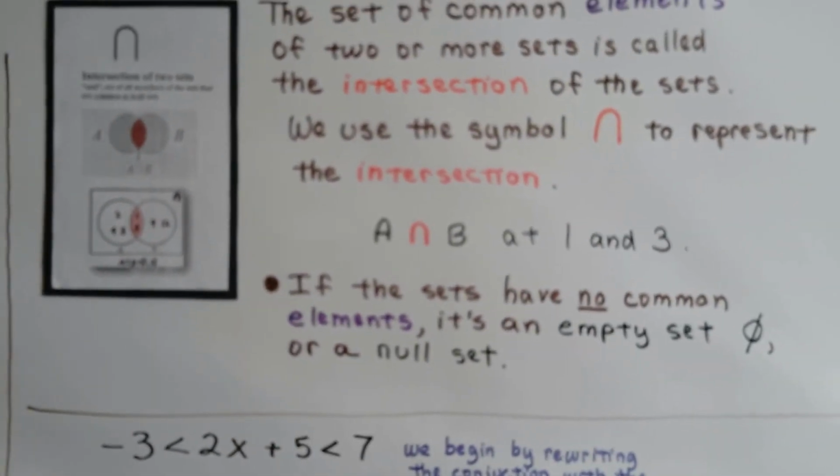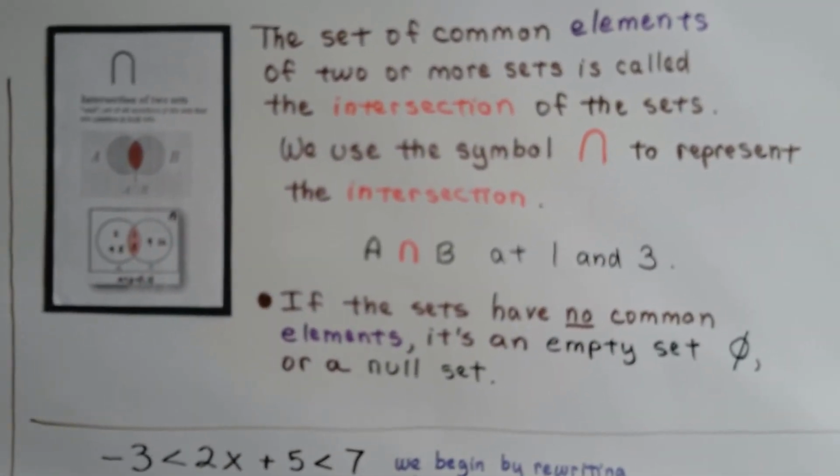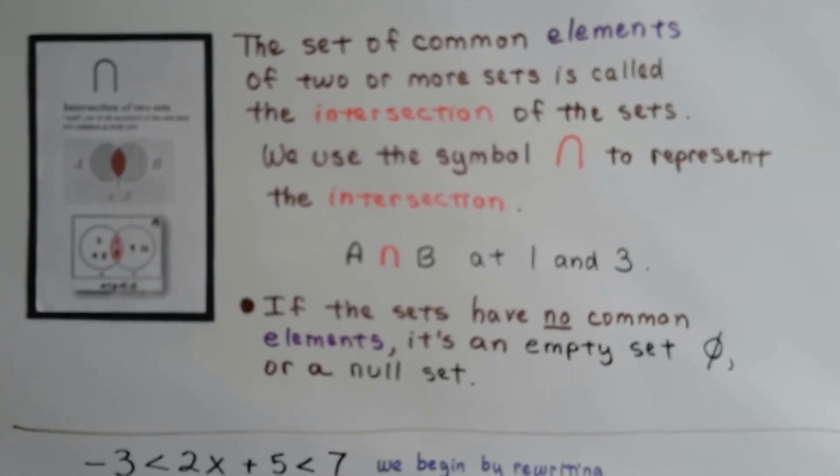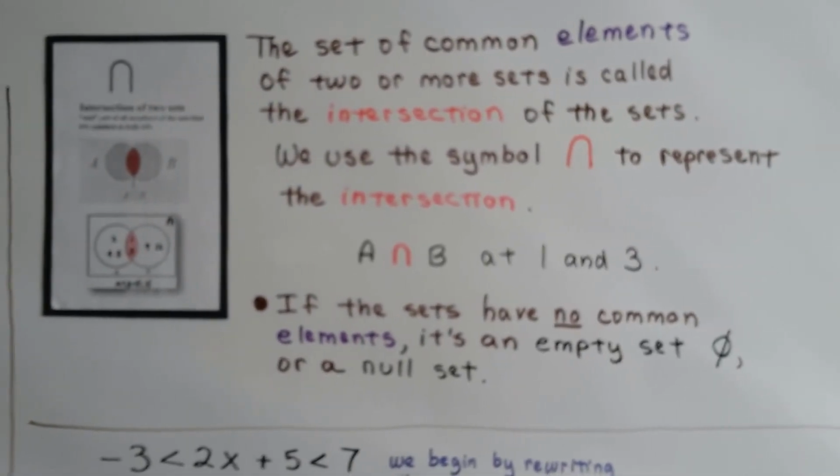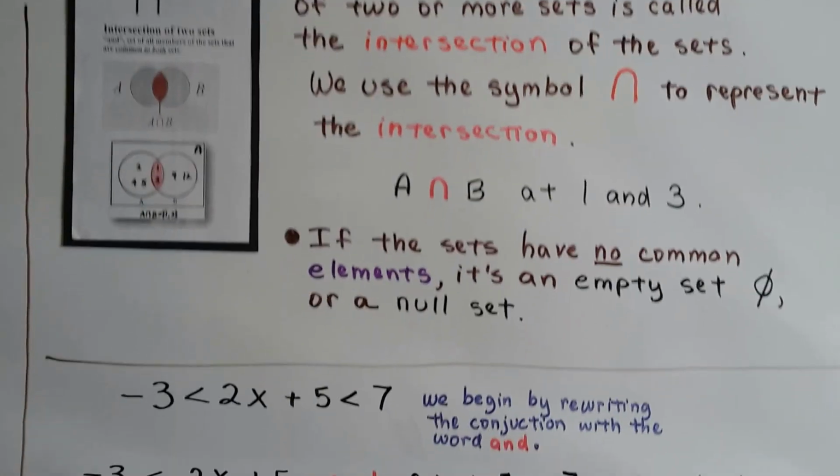See? If the sets have no common elements, well, the set is an empty set, and they use this 0 with a slash through it, or it's called a null set. Sorry about my focus there.